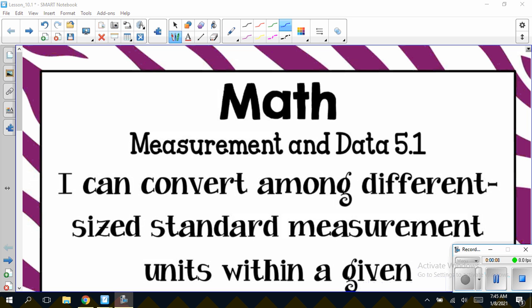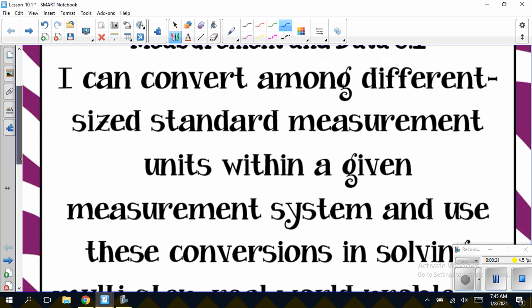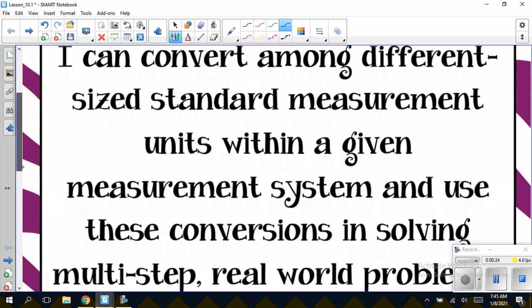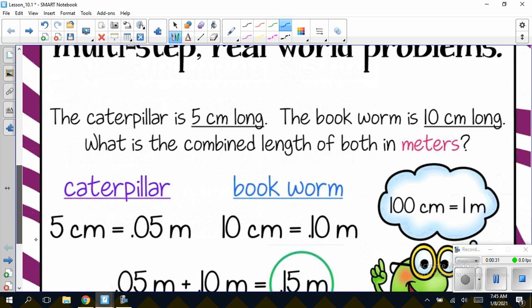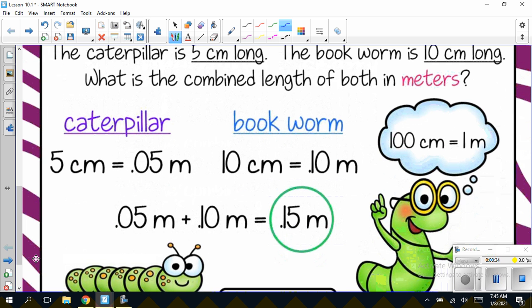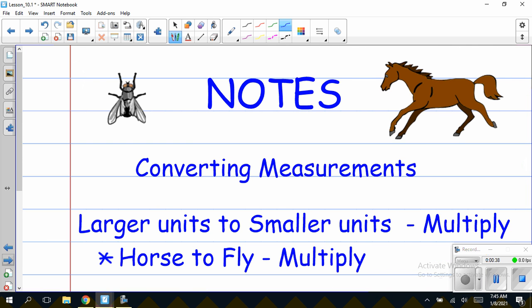We are working with Lesson 10.1, Customary Length, on page 585 in our textbooks. The standard that we are going to be covering today is under Measurement and Data 5.1. The standard states that I can convert among different size standard measurement units within a given measurement system and use these conversions in solving multi-step real-world problems. So with this standard, we are going to be doing some converting and comparing with our customary length for today.